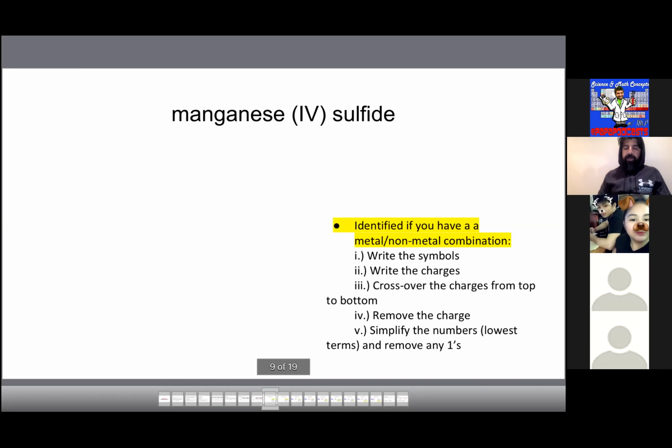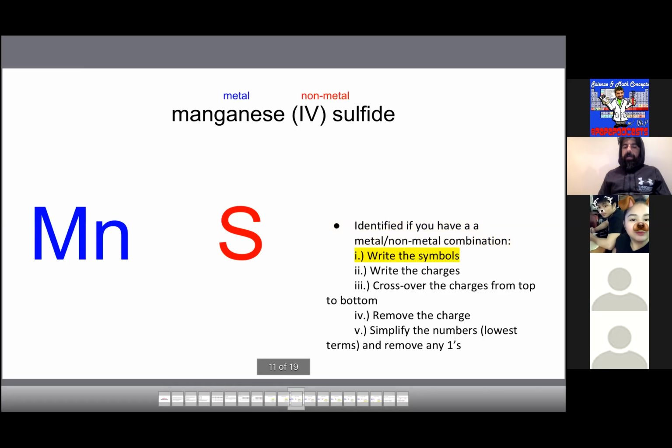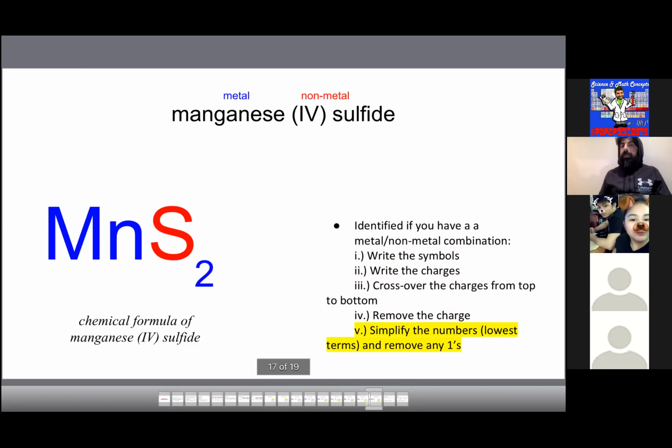Okay, so we've identified metal, non-metal. Okay, we write the symbols. Okay, manganese and then sulfur. Write the charges. Here's what's great about the Roman numeral being there. We already know what the Roman numeral is for manganese. We don't have to look it up because there it is. Roman numeral 4, so +4. Okay, so the sulfur, we're going to need to look it up, -2, right? So we cross over. Okay, look at where the numbers now appear. Remove the charge. Simplify: 2 to 4 simplifies to 1 to 2. Remove the 1, and there's the formula.